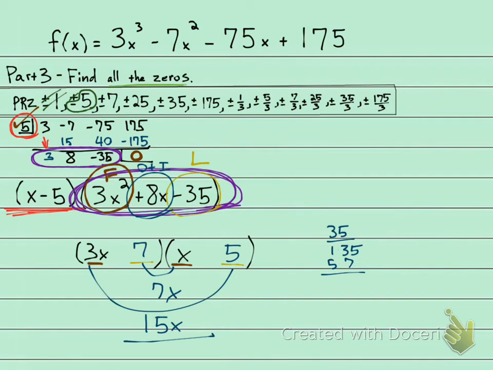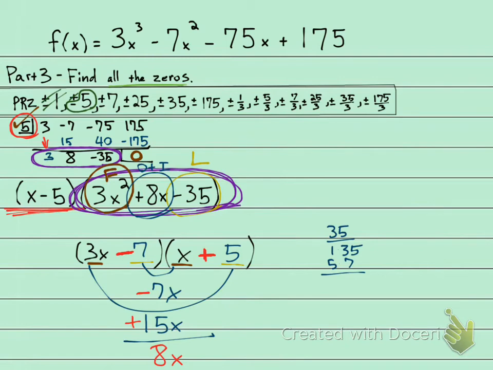This is a positive 8, so the larger one has to be positive. I need a plus 15x and a minus 7x. That will give me 8x. So the plus has to go here, and the minus has to go here. Now I've factored this trinomial, this polynomial completely.